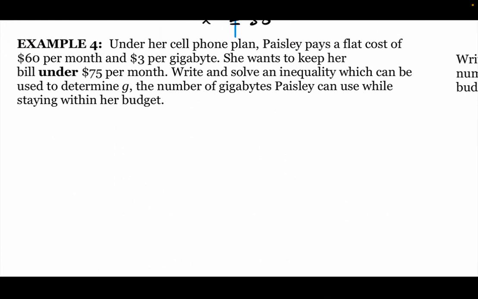Under her cell phone plan, Paisley pays a flat cost. Flat means fixed. Cost of $60 per month. Plus, she has to pay for every gig she uses. She doesn't have unlimited. She has to pay for every gigabyte that she uses on her phone. She wants to keep her bill under $75 per month. Build and solve an inequality which can be used to determine G. G is the number of gigs, number of gigabytes she can use.